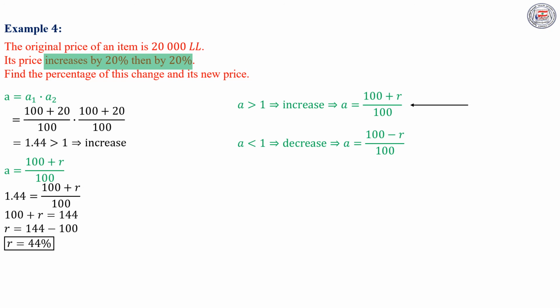We still have to find the new price. New price equals A times old price. Then the new price is equal to 1.44 times the old price, which is 20,000. Then the new price is 28,800 Lebanese pounds.